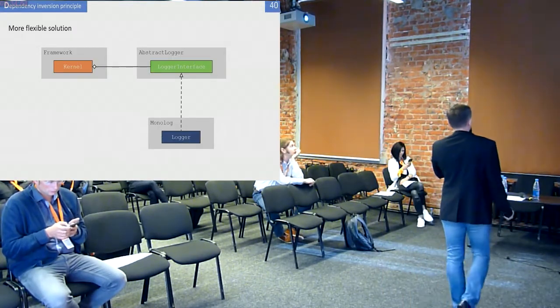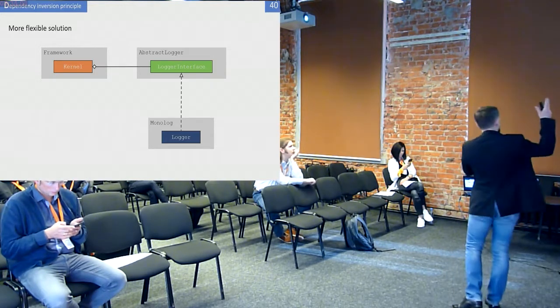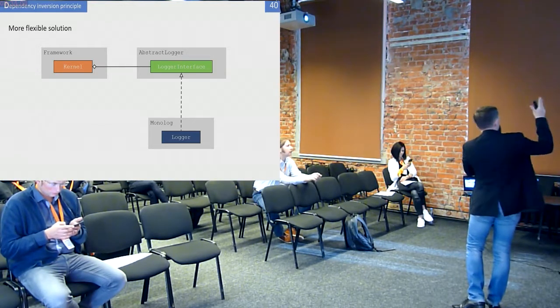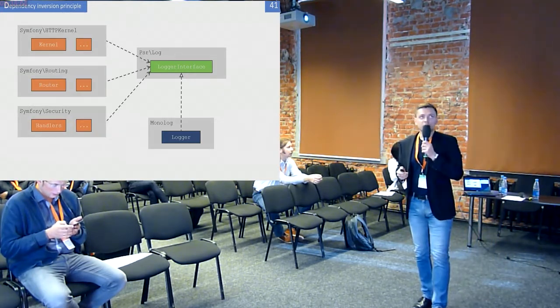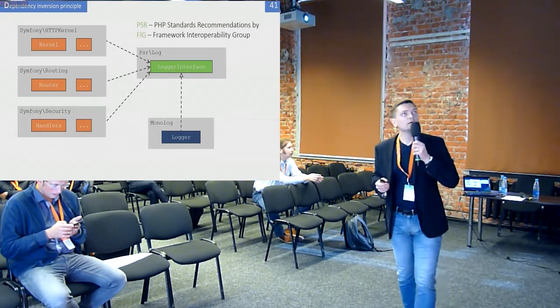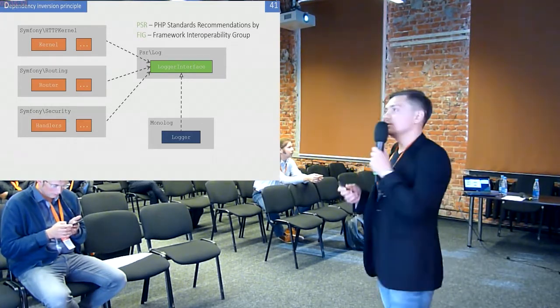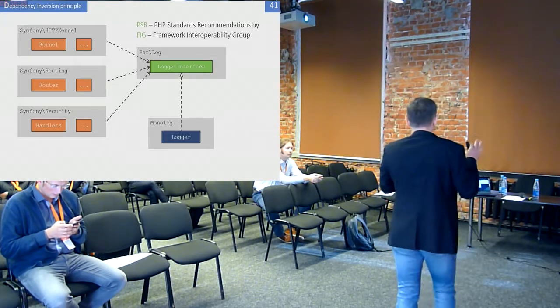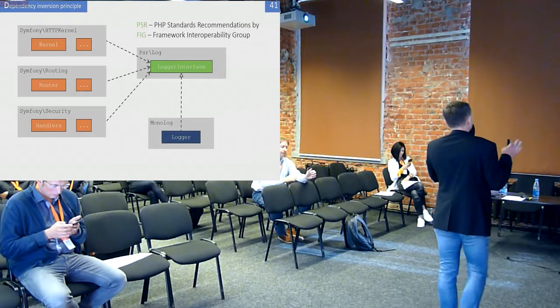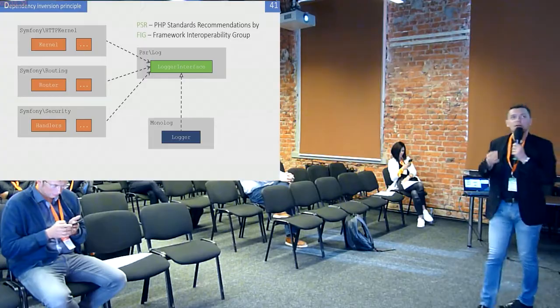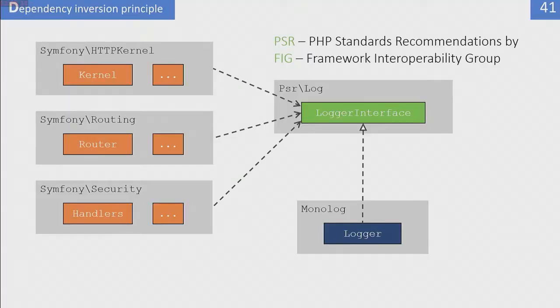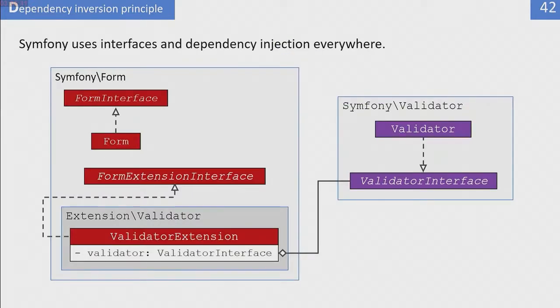So a more flexible solution that this principle promotes is to add a new package of abstractions. Abstract logger: the framework kernel will use it, and the Monolog logger will implement it. This is what was actually done in reality with the PSR logger interface. It is a standard released by an authority in PHP land, and they suggest to use it when you need to log something, and to implement it when you want to provide a library that logs something. So this situation is omnipresent in all Symfony code.